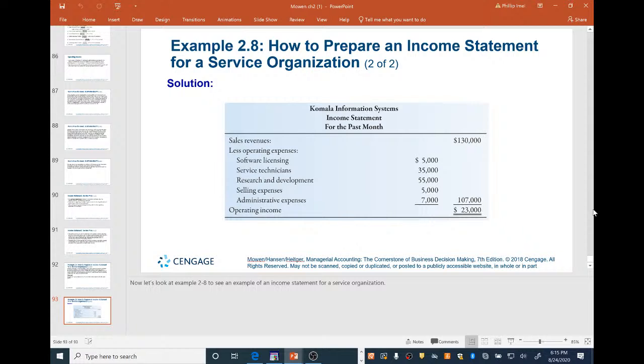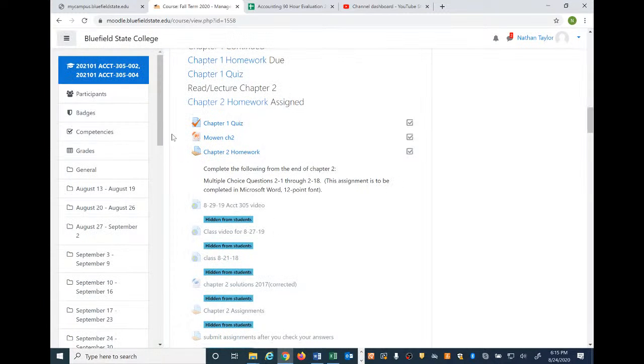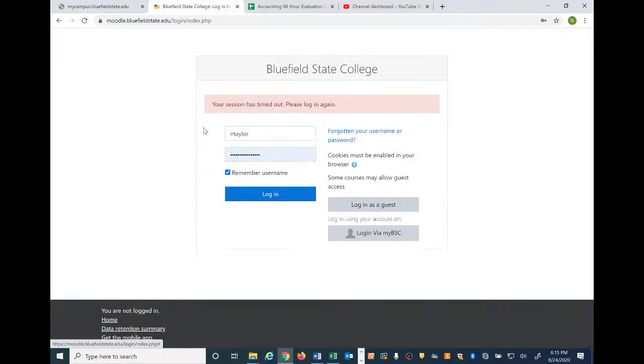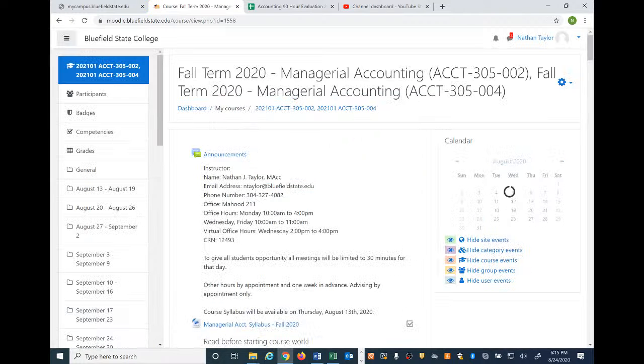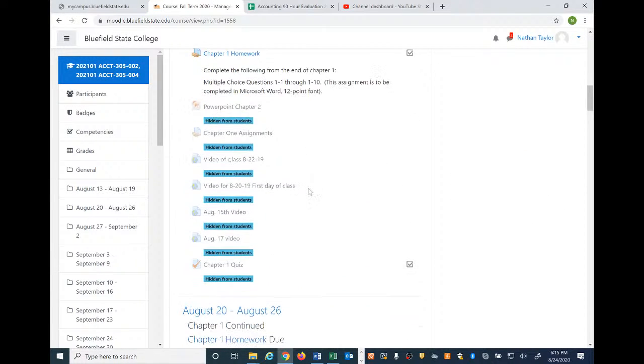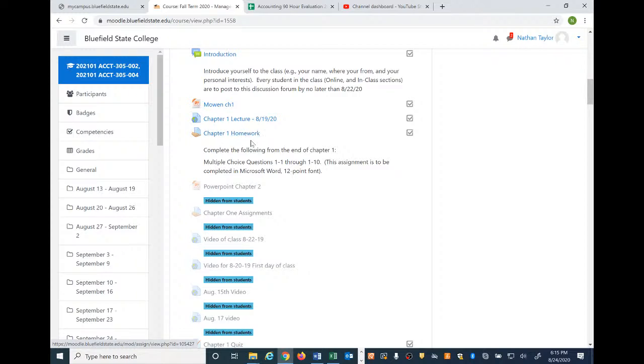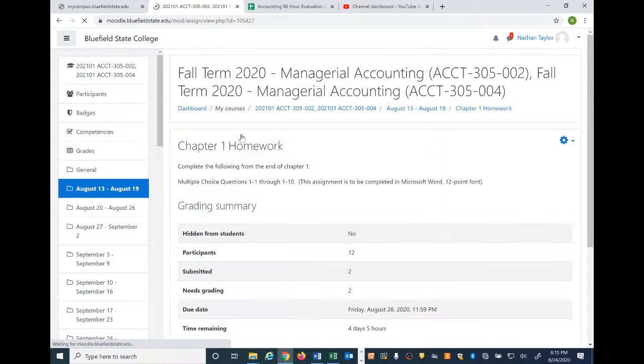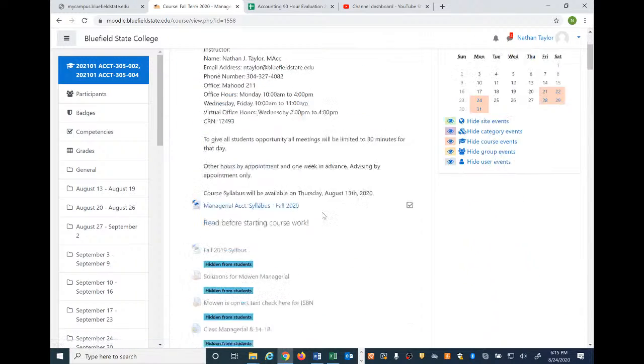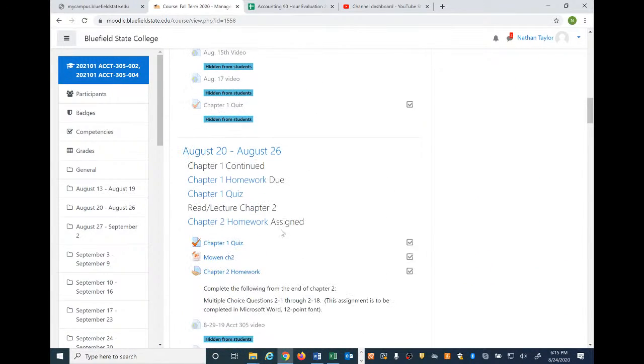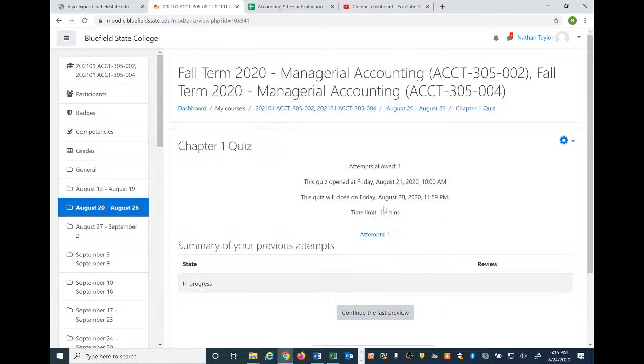Everyone's good? Okay, just remember, homework 1 and quiz 1 are due Friday, I believe. Let me double check and make sure I'm not telling you wrong. My course looks different than yours because this is the instructor's view. Chapter 1 homework is due this Friday at 11:59 p.m. And the Chapter 1 quiz, I just want to make sure everyone's on the same page, is also due this Friday at 11:59 p.m.